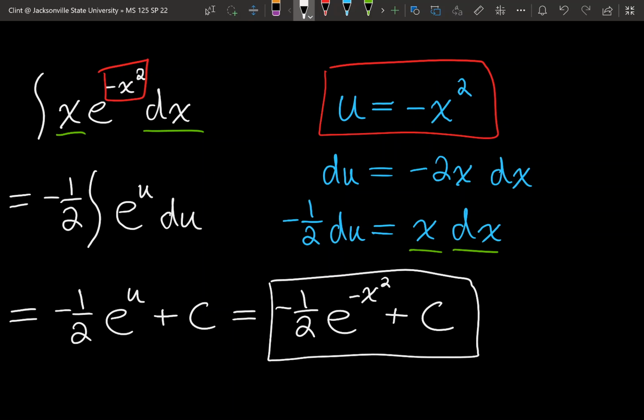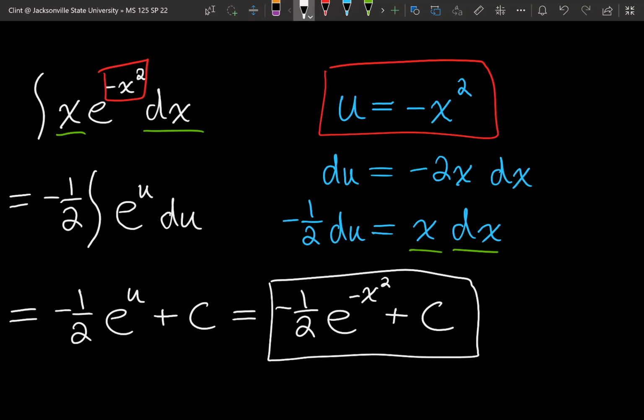Yeah, 5.5, yeah. Last section. Questions on that one? Okay. You don't always have a constant factor you have to deal with, but sometimes you do. Like that first one, we didn't have that.